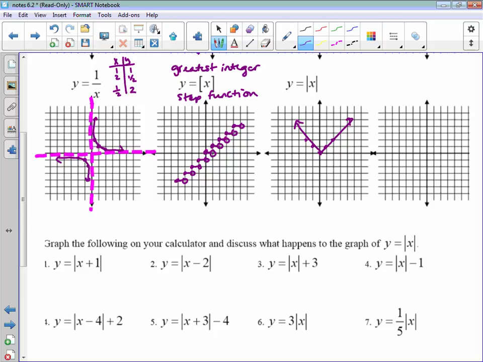Guys, what I'm going to ask you to do is graph different versions of these parent graphs. Remember when you did your shifting in Algebra 2 last year? So you should know the parent graph and then be able to graph the new one by shifting, stretching, reflecting, all of that good stuff.